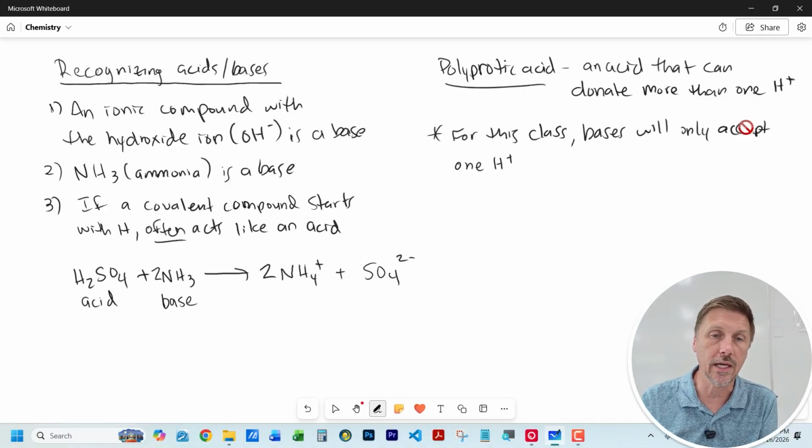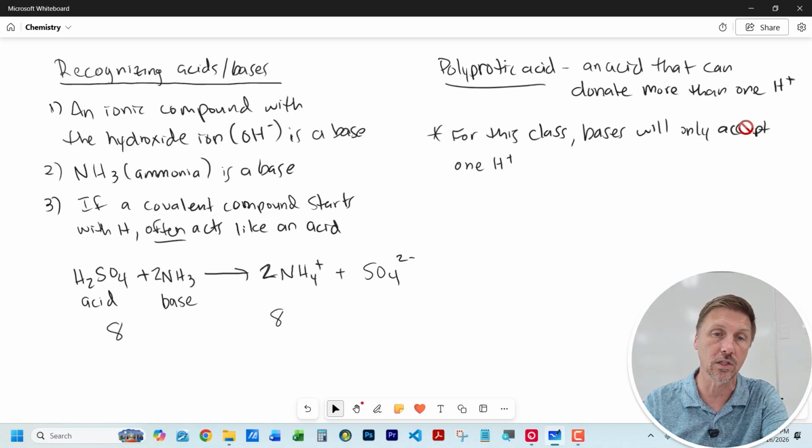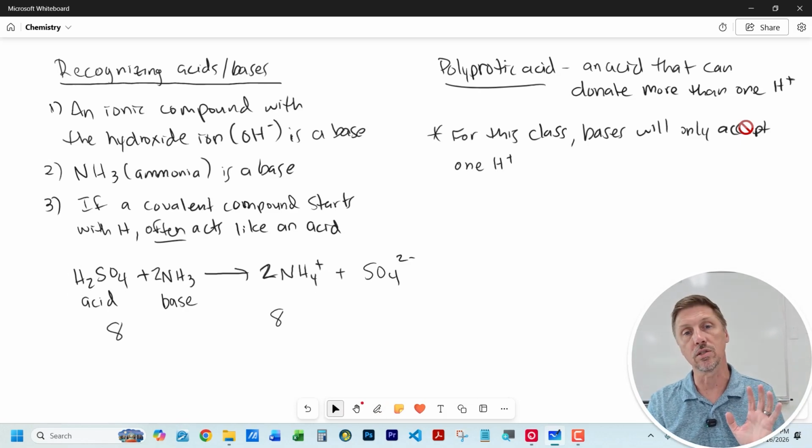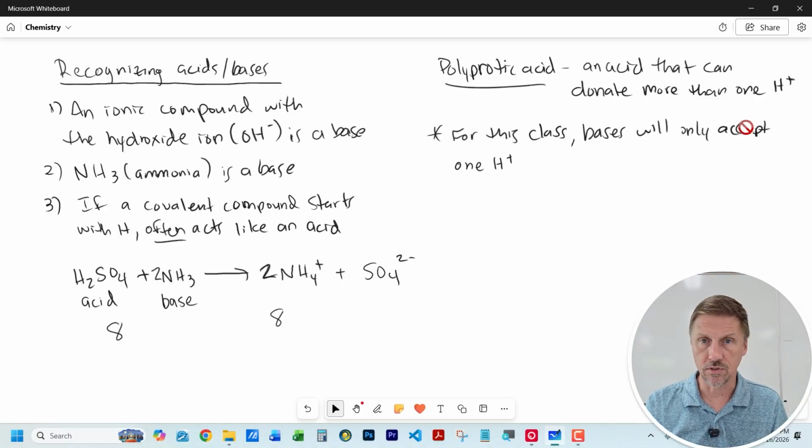We have a total of 8 H's on this side, and we have a total of 8 H's on this side. But notice what happened. It did indeed only donate 1 H plus to the NH3. It donated both of those, but the way that we accounted for that was by this big 2 in the front here. It just donated it to 2 ammonia molecules instead of just 1. Right? So the base did only accept 1 H plus.